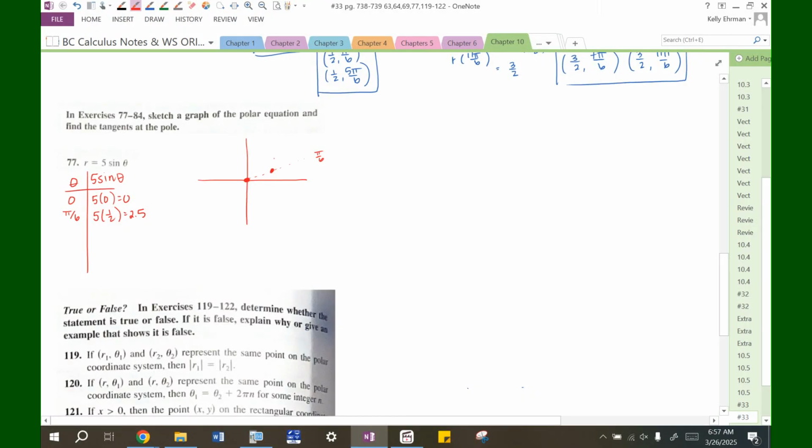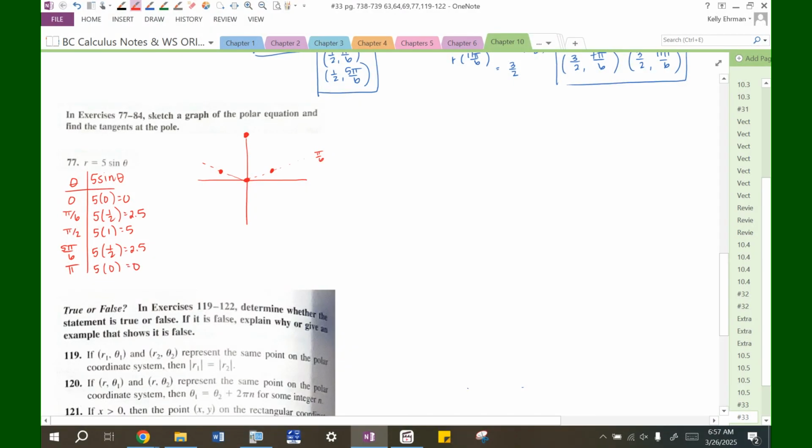And then you're going forward 2.5. Right, and then I'm going to skip over pi over 4 and pi over 3 because those give me radicals. So I'm going to hop up to pi over 2. That's 5 times 1, which is 5. Face pi over 2 and go forward 5. And then maybe 5 pi over 6 in quadrant 2, which is 5 times 1/2. So face 5 pi over 6, go out 2.5 units. And then if you put in pi, you get back to 0.